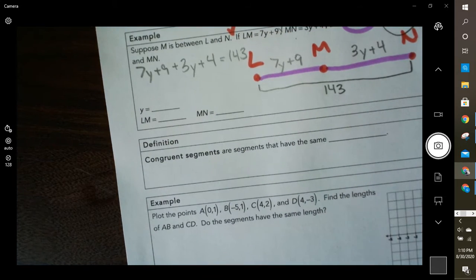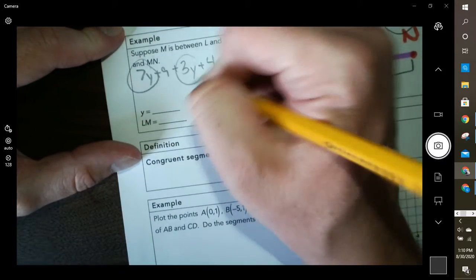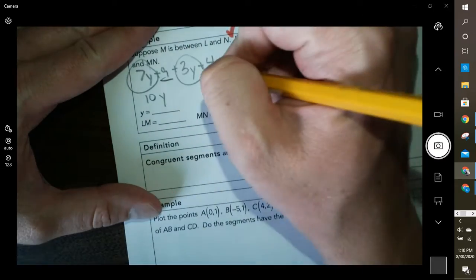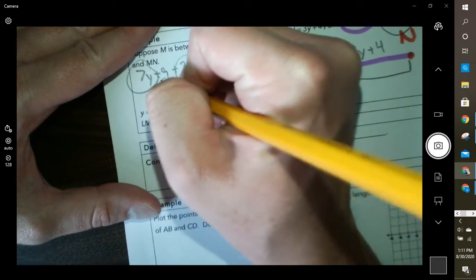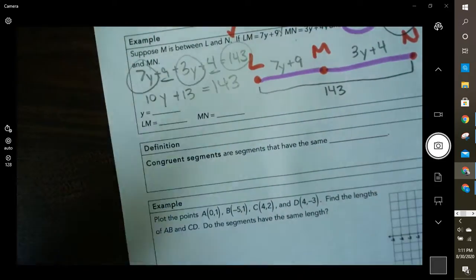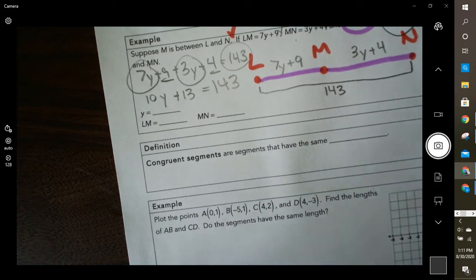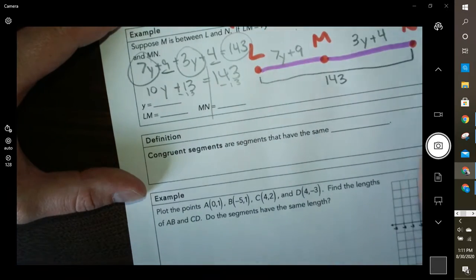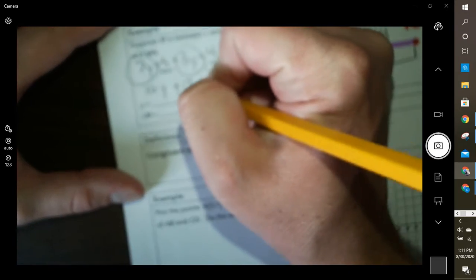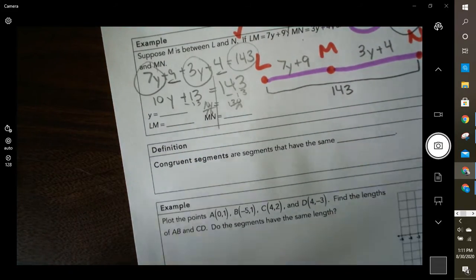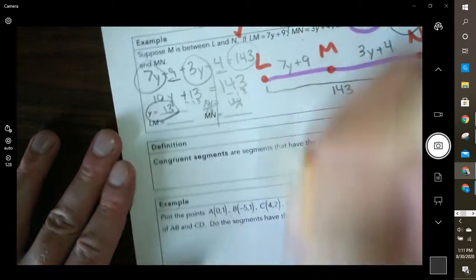Let's go ahead and first combine like terms. Notice we have a 7y and a 3y together. Hopefully you're thinking 10y. And then we have a positive 9 and a positive 4. Together that would equal positive 13. And again, that equals the 143 here. And then we are down to a two-step equation. Not too terrible. Subtract 13 on each side, leaving me with 130 equals 10y. Lastly, divide each side by 10, and we should find out that y equals 13. So we got that there.